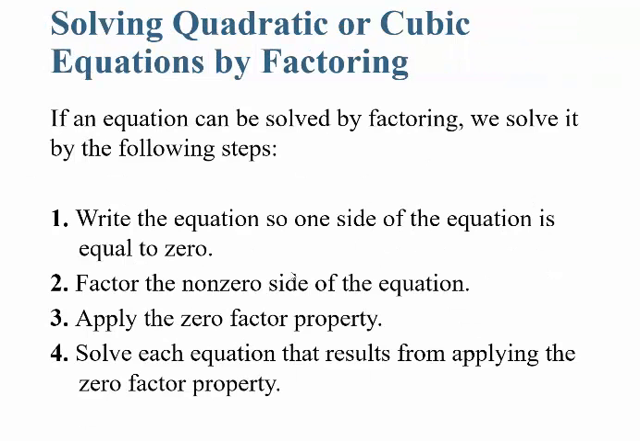All right, so solving quadratic or cubic equations by factoring. If an equation can be solved by factoring, we solve it by the following steps. We're going to write the equation so one side of the equation is equal to 0. We're going to factor the non-zero side of the equation. We're going to apply the zero factor property, and we're going to solve each equation that results from applying this zero factor property.